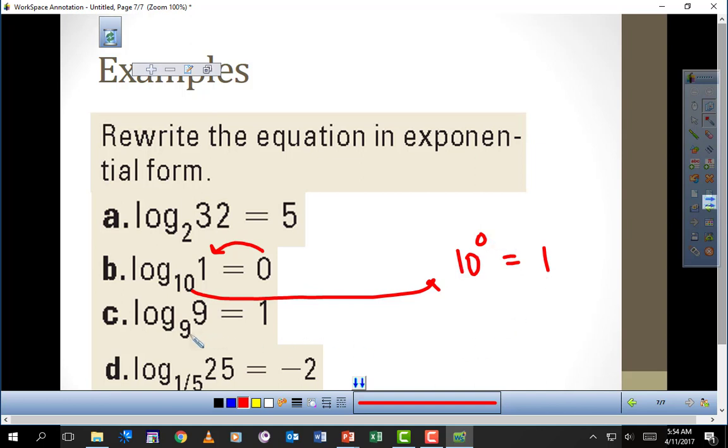Now this one is another one that's kind of interesting. So the base is going to be the same. Okay, so 9. And then these two switch places. Think of this as a base to an exponent, and then they switch places. So this is going to be 1. Well, what's 9 to the 1 power? That's equal to 9, right? And there you have it. So this is the logarithmic form. This is the exponential form.